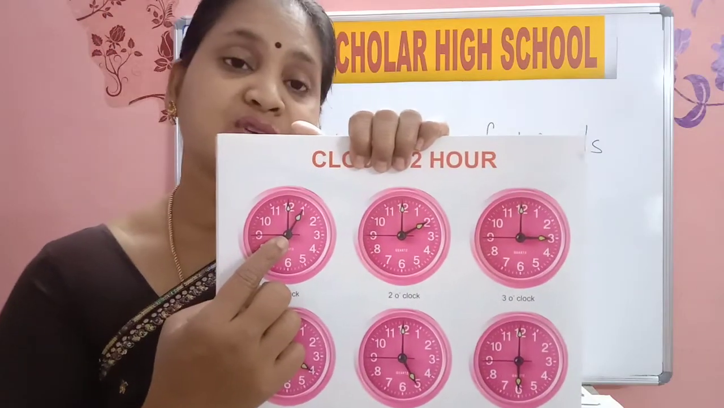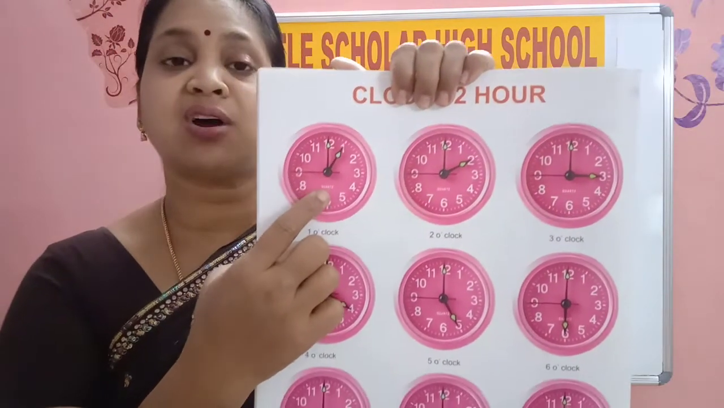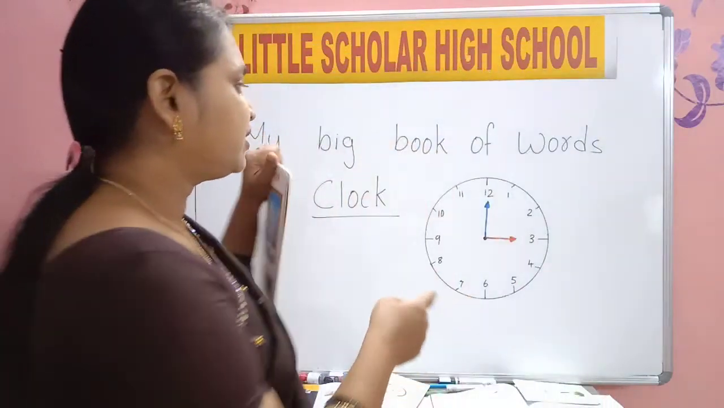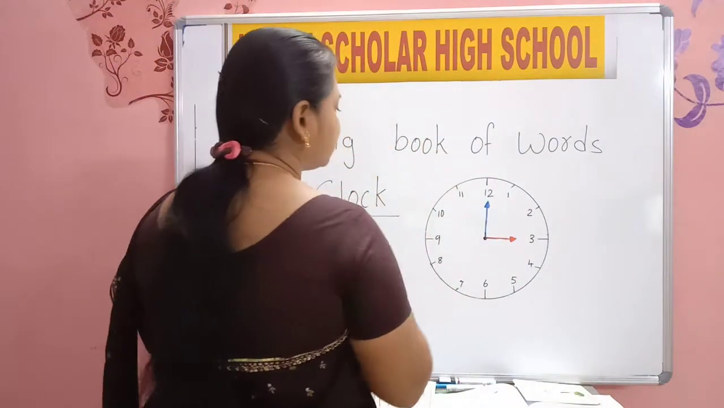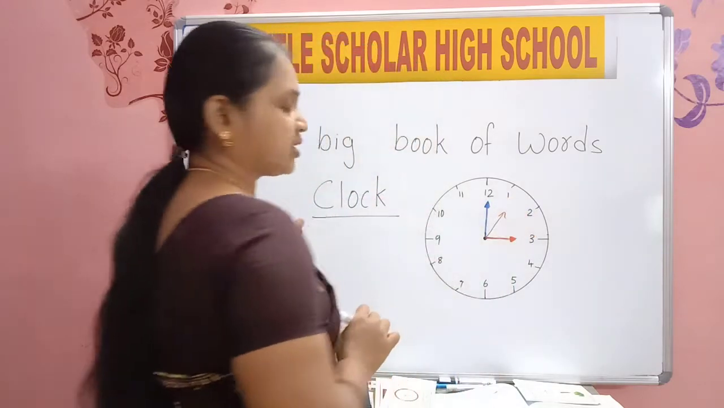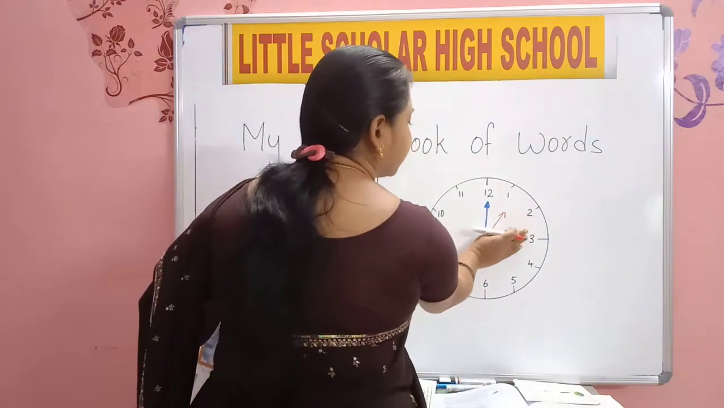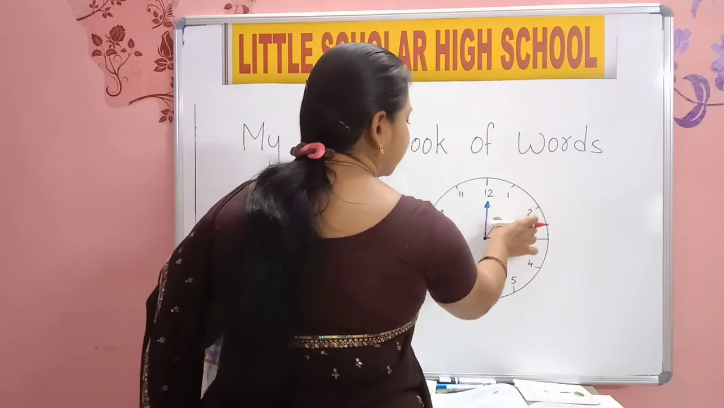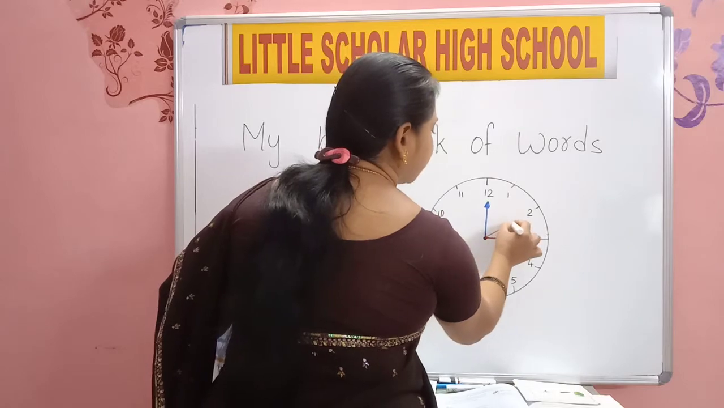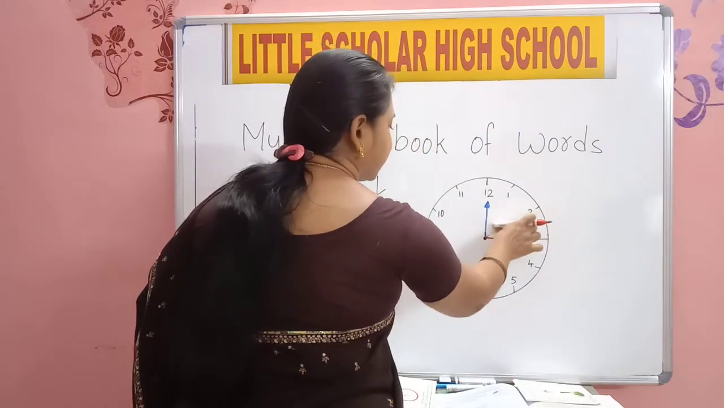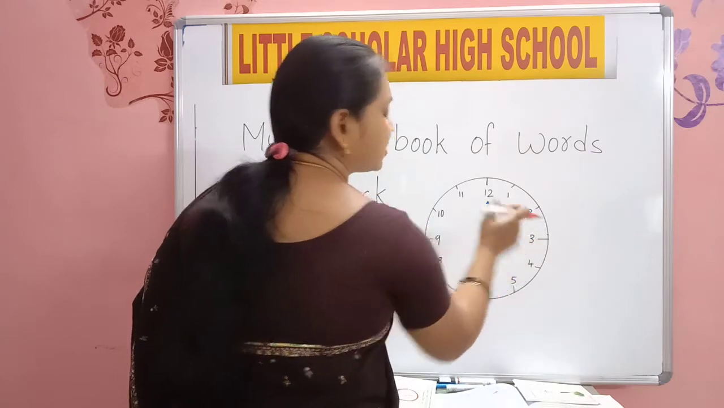Now see, where is the short hand? The short hand is on 1. So what is the time? 1 o'clock. If this short hand, red color hand, is on 1, then you will say 1 o'clock. If this red color short hand is on 2, then it is 2 o'clock. Now this red color short hand is on 3. So what is the time?